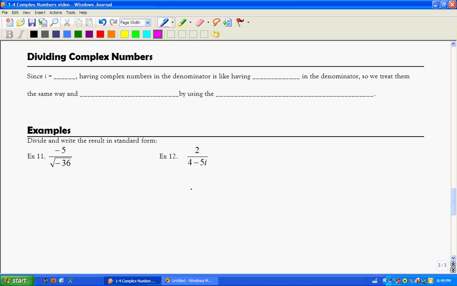To divide complex numbers, if you have an i in the denominator, we know that i stands for the square root of -1. So having an i in the denominator is like having a radical in the denominator. And from reviewing the appendix, we're going to treat them the same way, and we're going to rationalize the denominator by using the conjugate, or in our case, you could say the complex conjugate.